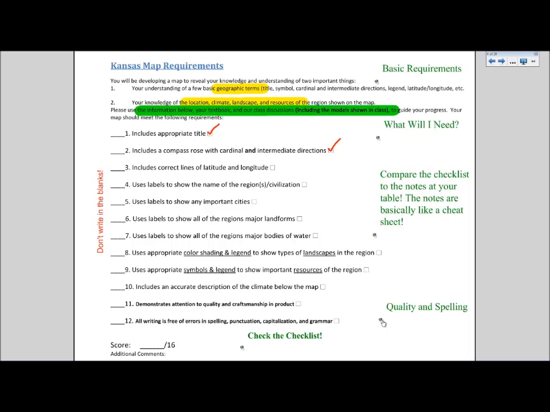Number 12 says that all writing is free of errors in spelling, punctuation, capitalization, and grammar. If you were using a map to drive somewhere and noticed that many of the city's names were misspelled, you would probably start to lose faith in that map and not trust it because you would assume that the map maker didn't really know what they were doing. It's going to be very important for you to make sure all of your writing is spelled correctly and that all proper nouns are capitalized.